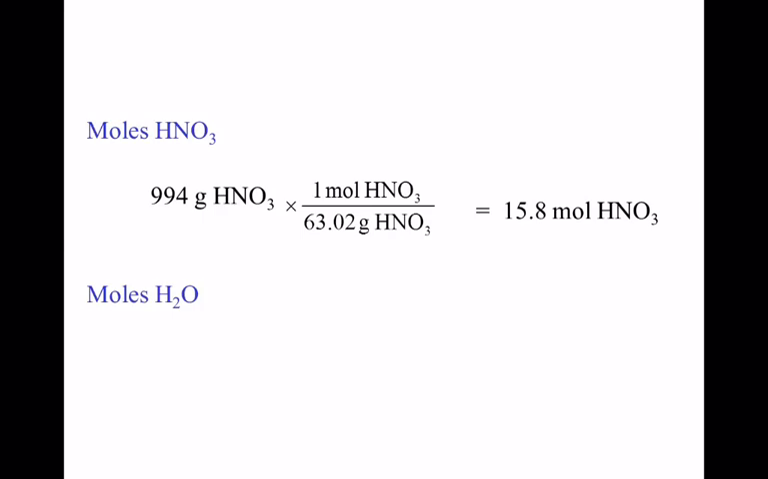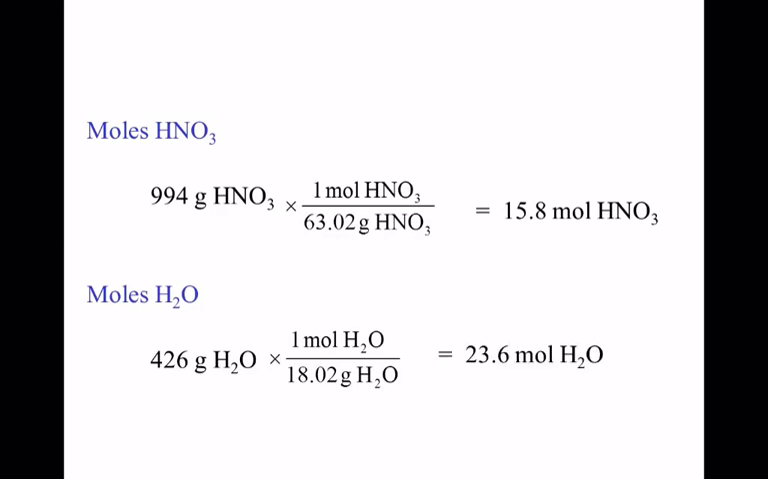Moles of H2O we need for the mole fraction at the bottom. The mass of H2O is 426 grams. Use the flipped version of the molar mass of water, 1 mole of H2O per 18.02 grams. Grams of H2O cancel, we're left with moles of H2O. Round to three significant figures, I got 23.6 moles of H2O. So we're ready to do this one.